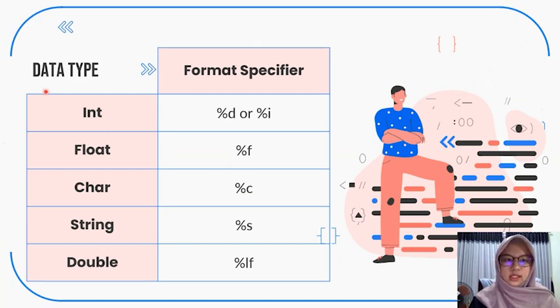So this is the data types and the format specifier. The first one is integer. You can use %d or %i. It's the same. And the next one is float. You can use %f. Char is %c. String is %s. And double is %lf. And the other data types and format specifiers you can see in your module.